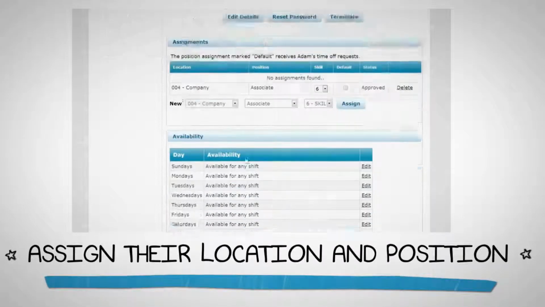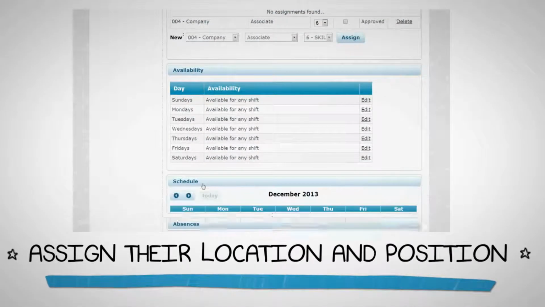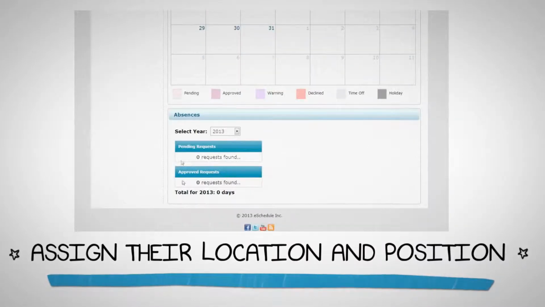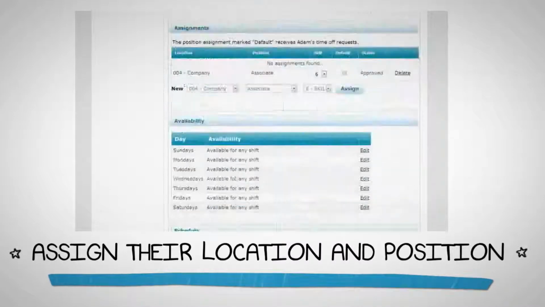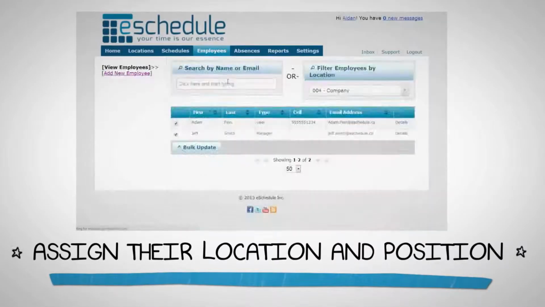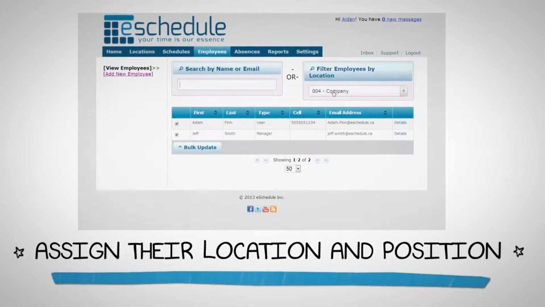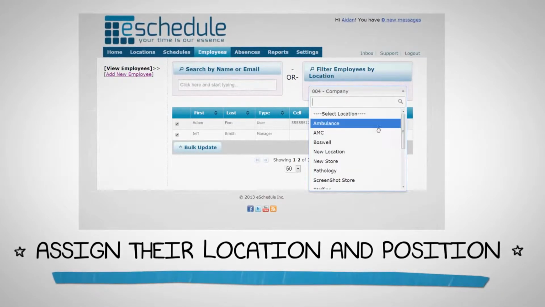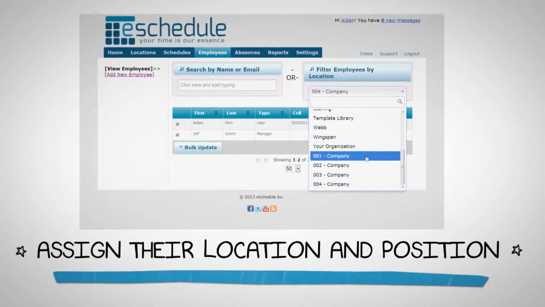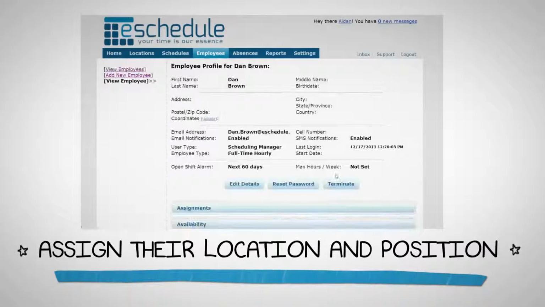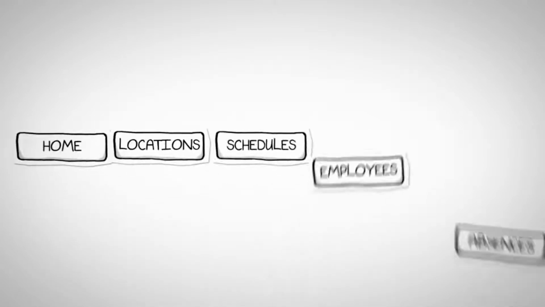Here in their profile, you can also edit their availability, view their schedule, and also look at their future and past time off requests. If you want to view this information for an employee already added to eSchedule, you can either search them by name in the employee's search box, or select their location from the drop-down menu. This location's employees appear, and you can select details to view their profile. In their profile, you and District Manager level users also have the ability to reset an employee's password in case they have forgotten it.